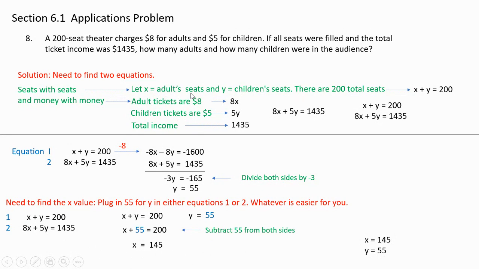The x represents adult tickets, right? So that means my adult tickets will be 145, and the y will be children's tickets. So we have 145 adults in the theater, and we have 55 children also in the theater, which, if you add them up, equals 200. That's how you work these type of problems.